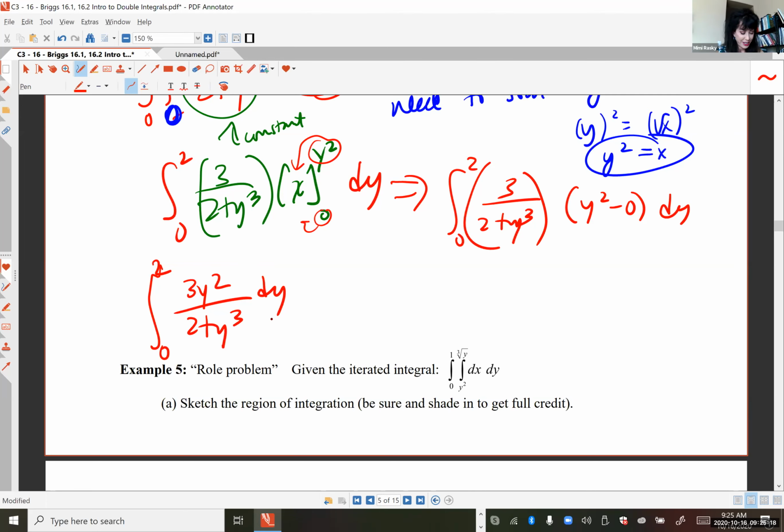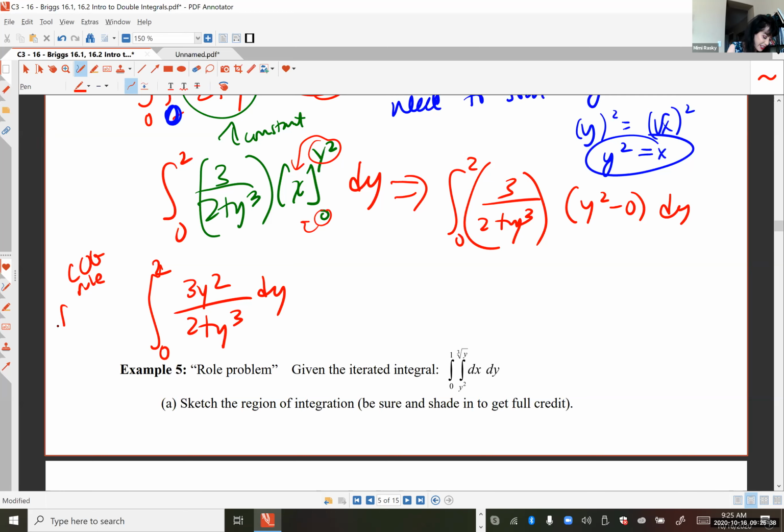Partial fraction decomposition? Oh my goodness, I don't think you have to. Well, you could factor 2 plus y cubed. It is a sum of cubes, but I don't think you need to go that route because I think it's easier than that. Use the log rule. The log rule is correct.